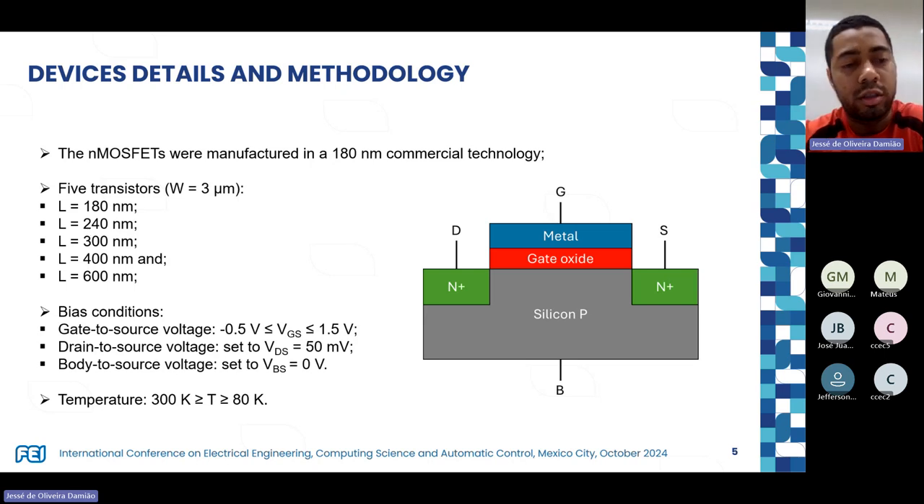The characterization conditions are the following bias conditions. Gate to source voltage ranging from minus 0.5 volts to 1.5 volts. Drain to source voltage was set to 50 millivolts. Substrate to source voltage was set to 0 volts. The temperature variation ranged from 300 Kelvin to 80 Kelvin.